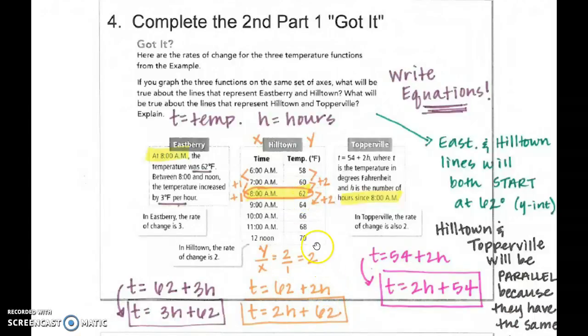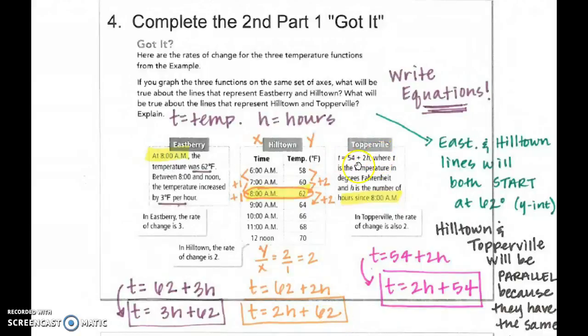How did I get the 2 degrees? Y over X, which is what a lot of you kind of messed up on that last quiz. Make sure it's Y over X. It's increasing. Each temperature is increasing by 2. Hours are increasing by 1. 2 divided by 1 is 2. So 62 degrees starting temperature plus 2 degrees per hour. Rewrite it as 2H plus 62. So we've got 2 of the 3 done.